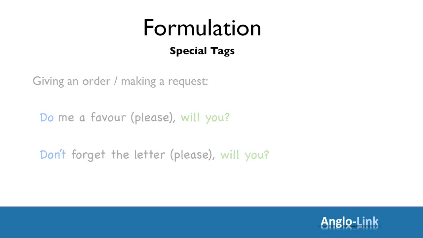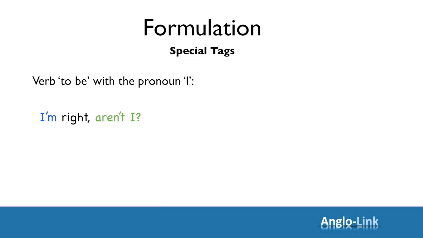And the final special tag you need to be aware of is the tag that we use with the verb to be, with the pronoun I, when the sentence is positive. Because as you know, the verb am does not have a negative contraction. So we use aren't I? I'm right, aren't I? You can use the full form, but it will be too formal, as I've mentioned before. I'm right, am I not?